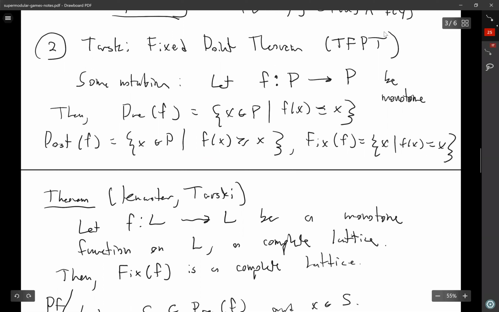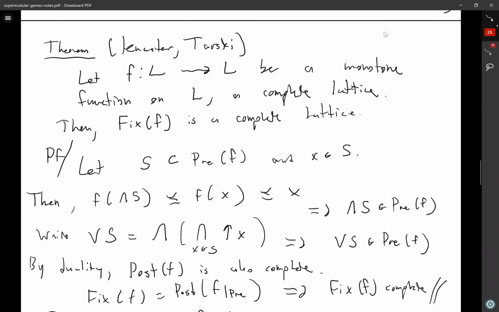If we take the intersection of the prefix points and the suffix points, we get the fixed points. There are a lot of fixed point theorems out there, for example, the Banach fixed point theorem, which you would encounter in analysis. But this is a purely combinatorial fixed point theorem. It states that if you have a monotone function on L, which is a complete lattice, so we have joins and meets everywhere, then the fixed point set is also a complete lattice.